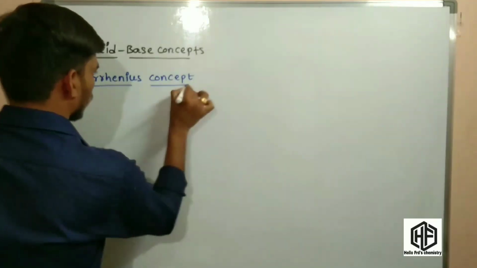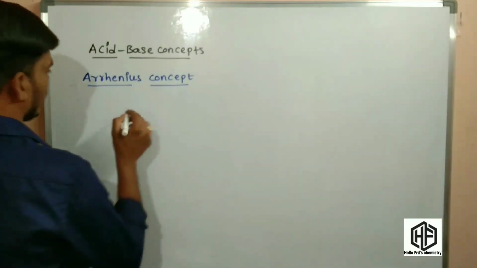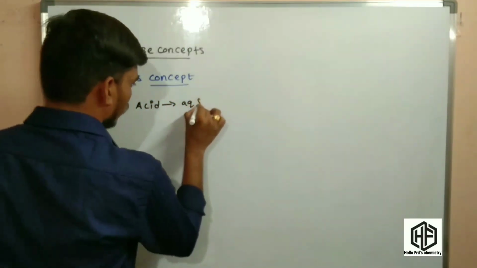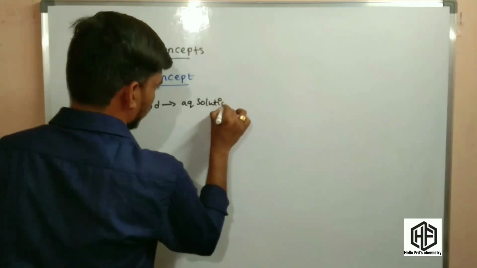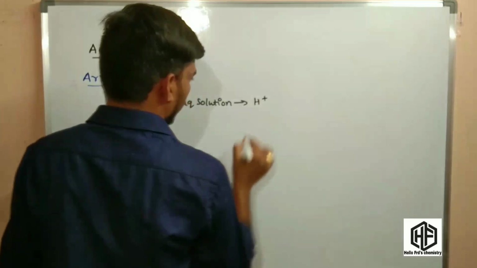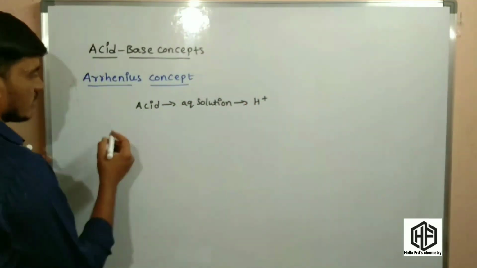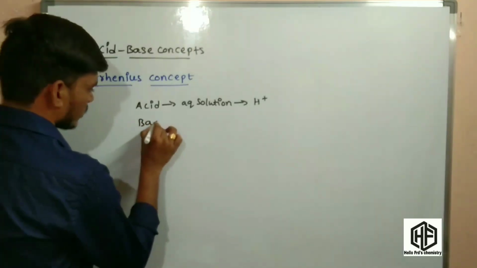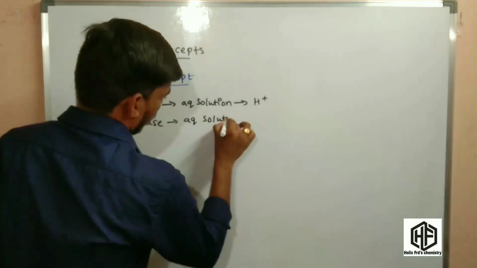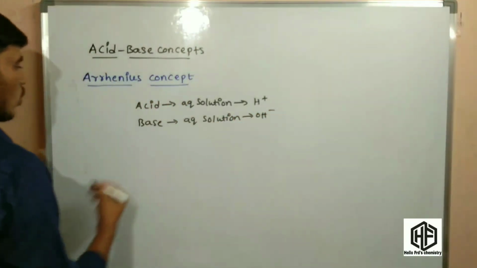Friends, Arrhenius says this about acid and base. What is acid and what is base? Acid is a substance which, in aqueous solution, has H plus ions present; that is called an acid. And what is a base, friends? A base is a substance which, in aqueous solution, has OH minus ions present; that is called a base.